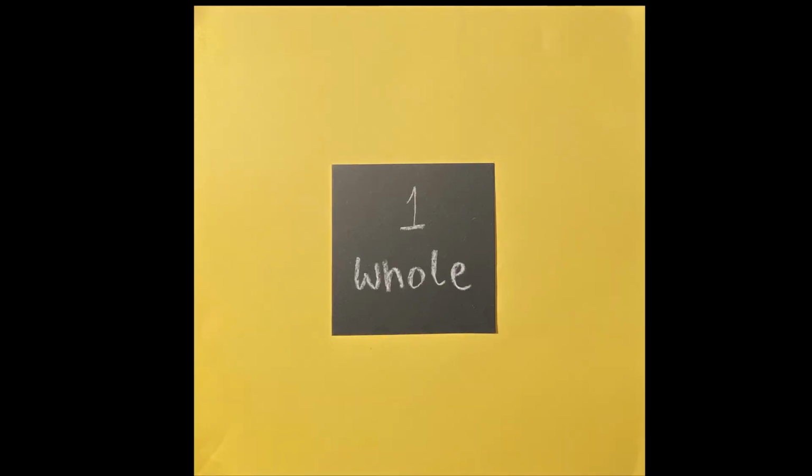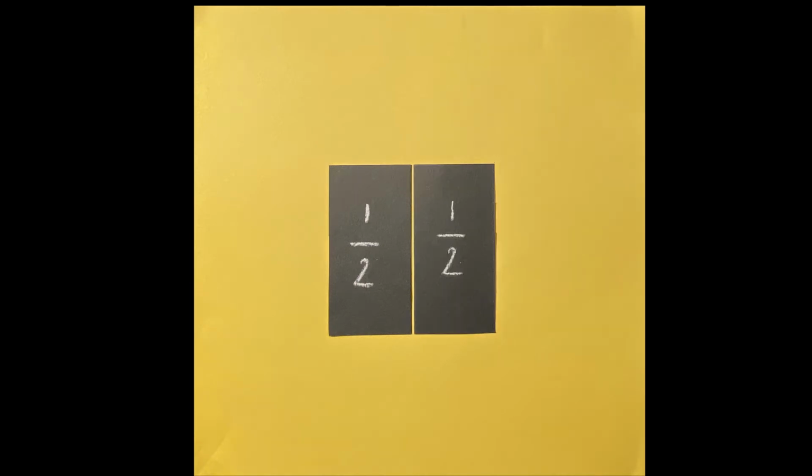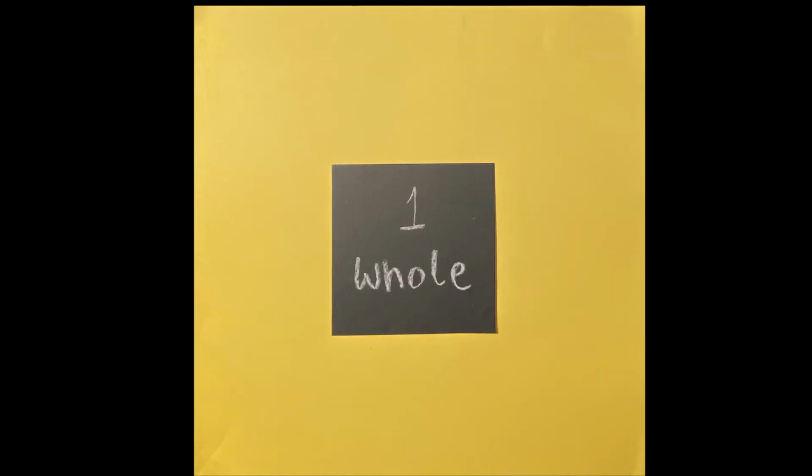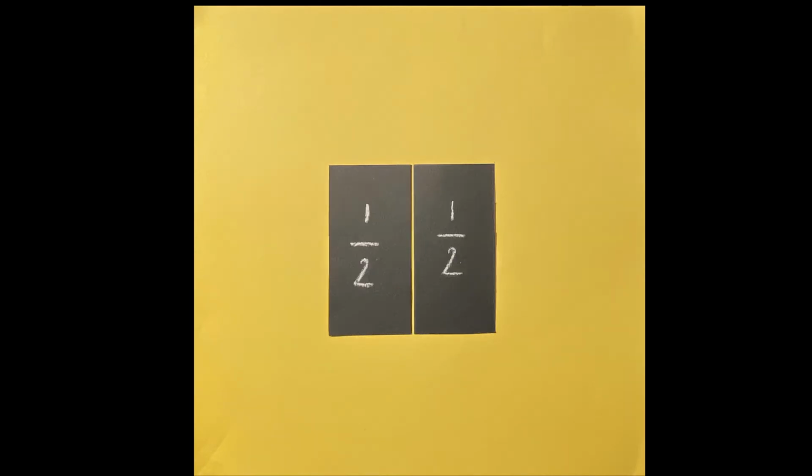Here we have one whole. Now if we split this whole into two pieces, we end up having two halves. These two halves still equal one whole. They're the same size. It's just split into two pieces. Now what if we split the half into two more pieces?